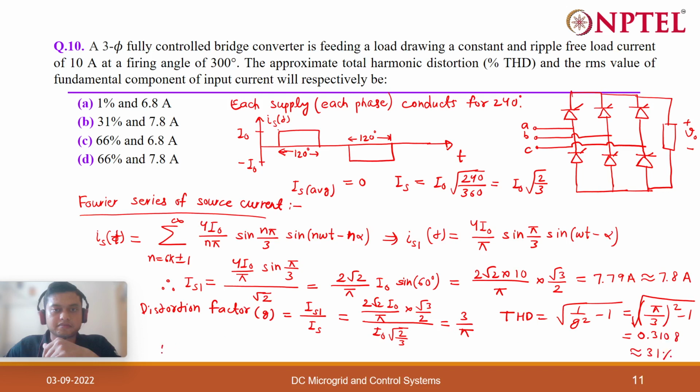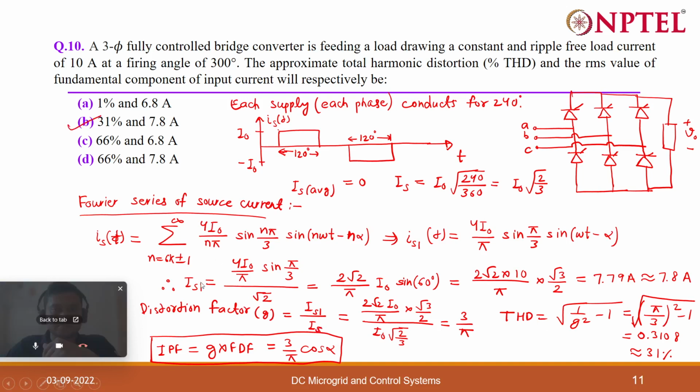If in this question they have asked about the input power factor, then how do you calculate it? Input power factor will be G into fundamental displacement factor. Fundamental displacement factor is cos alpha. So it is given as 3 divided by pi into cos alpha. So the correct answer for question number 10 is B. Now let us see the next problem.